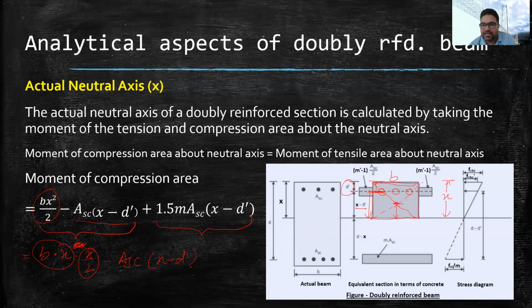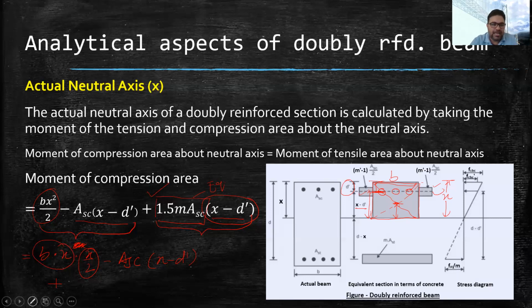Now as I said, this steel is now replaced by the equivalent area of concrete. So we are now adding the moment of area of this equivalent area of concrete. In this case we are adding the B part, which is 1.5 times m into ASC. This is the equivalent area of the concrete, multiplied by the perpendicular distance. As the equivalent area of concrete is also placed at the same level as the steel, the distance between its CG and the neutral axis will also be the same, which is x minus D dash. So this is how this formula has evolved.